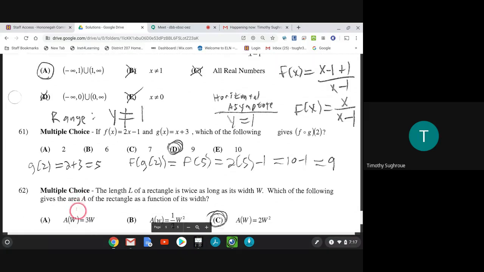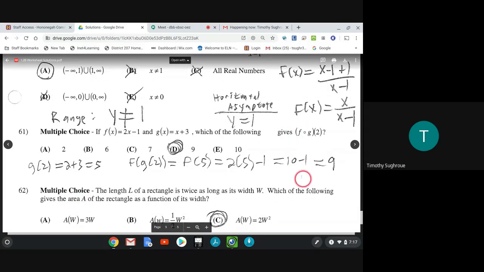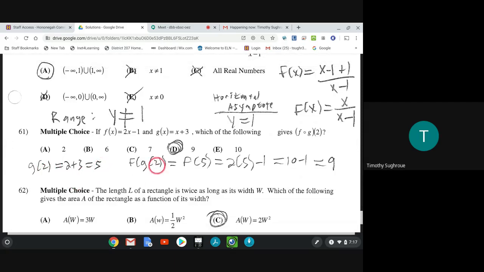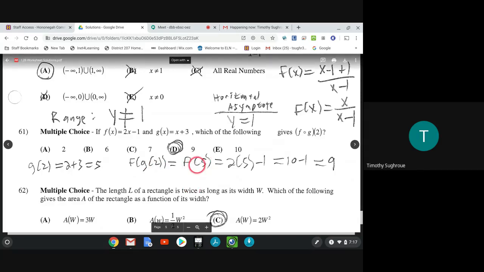61. Which of the following gives you f of g of 2? That's f circle g. This is not a multiplication, it's a composite. So 2 goes into the g function. I show that right here. 5 comes out. So now g of 2 gets replaced with 5. What is f of 5? 5 comes into the f function. 10 minus 1, 9 comes out. That's why D is the answer.